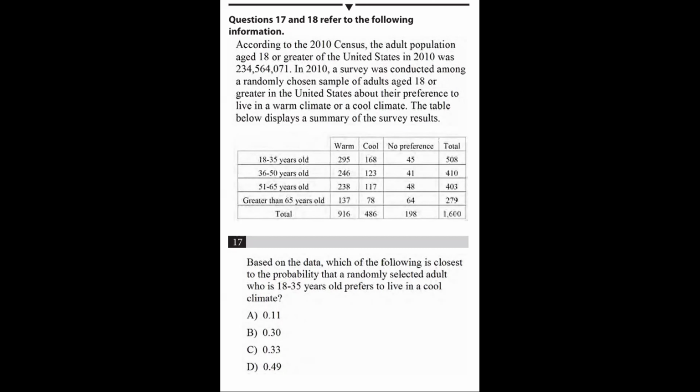Okay, so for question 17, which of the following is the probability that a randomly selected adult who is 18 to 35 prefers to live in a cool climate? Well, that would just be 168 out of the total from 18 to 35, which is 508. So 168 out of 508 is 0.33. So the answer is C.